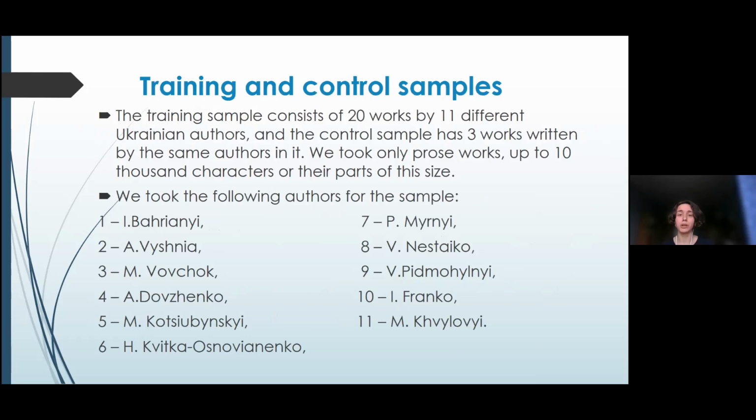So we use Ukrainian authors' texts to form training and control samples. For the training sample, we use 20 works by 11 authors. And in the control samples, we have 3 works written by the same authors. We took only prose works up to 10,000 characters, or their parts. And on your screen, you can also see the authors that we chose.